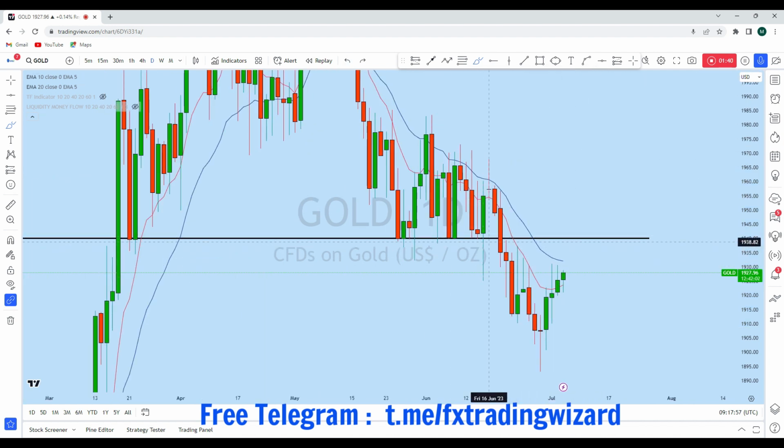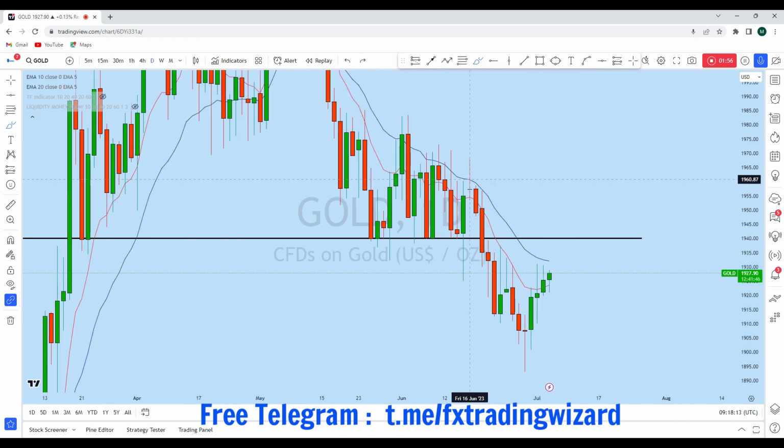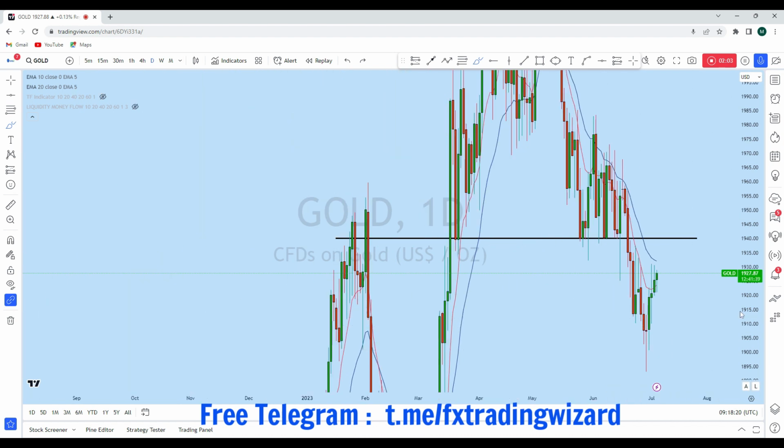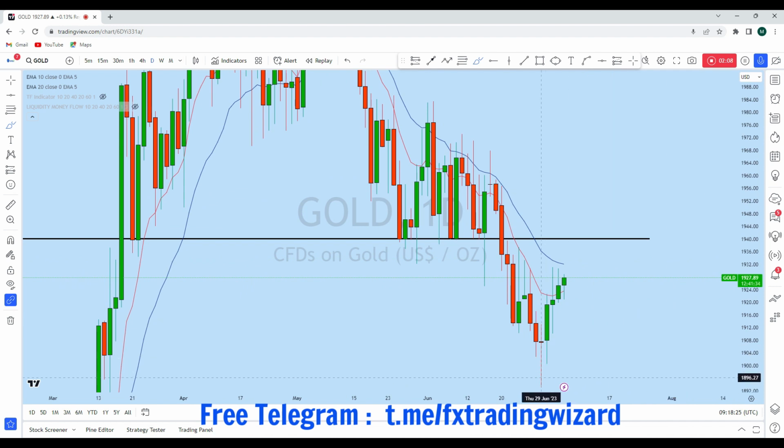Once the support is broken, we saw the price test this support multiple times from below, creating a series of lower highs, and again there was another attempt from the sellers to create a new lower low. With this wave correction, the sellers couldn't make much. From another important level of support on the daily, the price formed a doji, and gold had a bounce to the upside.